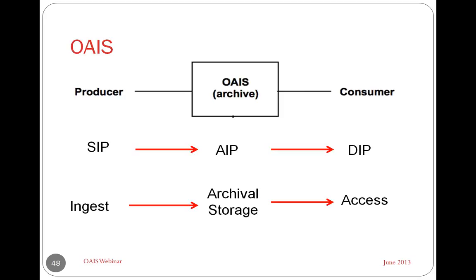From an information point of view, we start with the submission information package. It's submitted by the producer. It becomes the archival information package under management, which in turn produces the dissemination information package for the consumer. And finally, if you look at the actions or functions, the process begins with ingest, taking in the information, preserving it in the archival storage, and finally making it available through the access function.